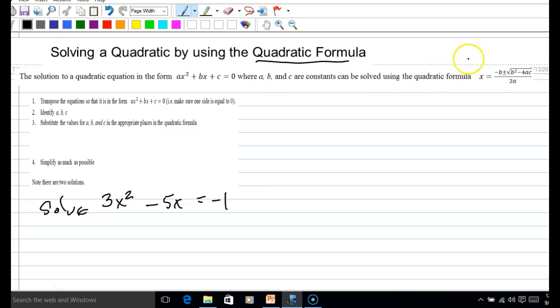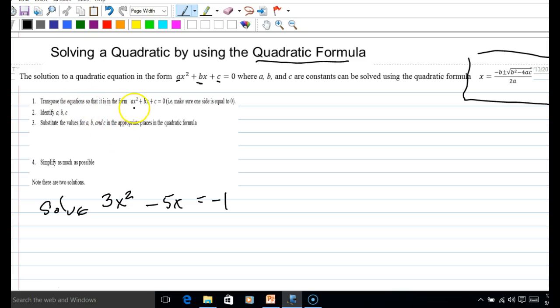And the quadratic formula is this creature here. X is equal to minus b plus or minus the quantity square root of b squared minus 4ac all over 2a, where a is the coefficient of the quadratic term, b is the coefficient of the linear term, and c is the constant term if it's written in the form ax squared plus bx plus c equal to 0. So here I've outlined the rules for solving a quadratic equation by using the quadratic formula.